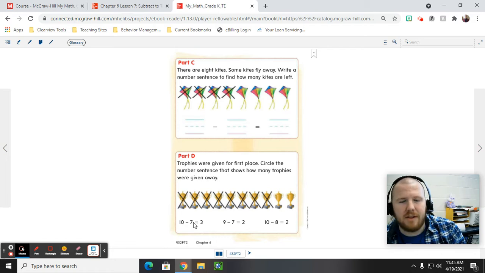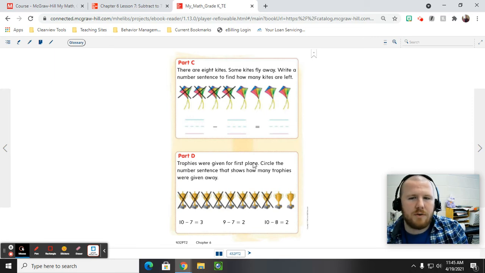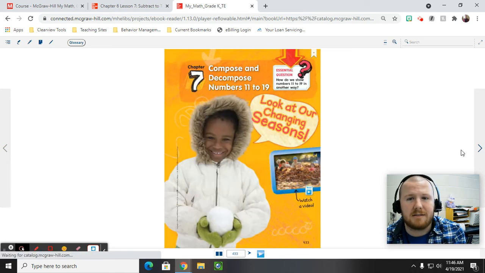And then trophies down here. Now this one we haven't talked about before, so I will kind of help you with this. It says trophies were given for first place. Circle the number sentence that shows how many trophies were given away. So we have to count the trophies: 1, 2, 3, 4, 5, 6, 7, 8, 9, 10. So we start with 10, and two of these do start with 10. But then we have to figure out how many were given away. 1, 2, 3, 4, 5, 6, 7, 8. Okay, so 10 minus 8. And then how many are left? 1, 2. Well, you can probably figure out where that sentence is.